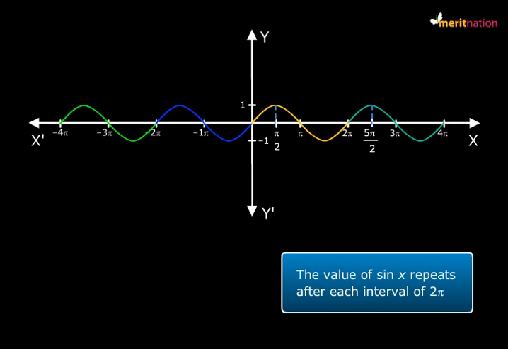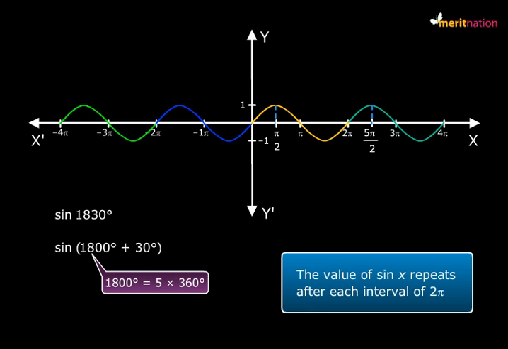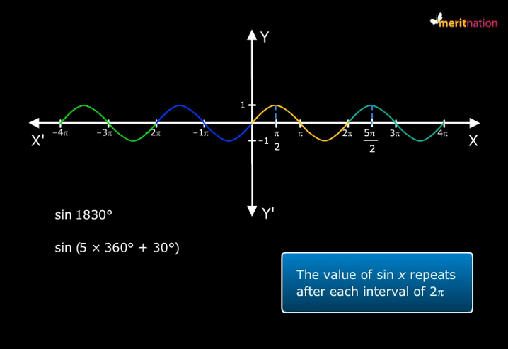So let's take the example of sine of 1830 degrees. Now we can say that 1830 degrees equals 1800 degrees plus 30 degrees. Now what about 1800? We can also say that it equals 5 into 360. So our expression now becomes sine of 5 into 360 degrees plus 30 degrees. And 360 degrees is nothing but 2 pi. So we can write this expression as sine of 5 into 2 pi plus 30 degrees.